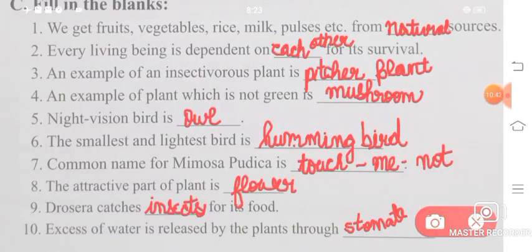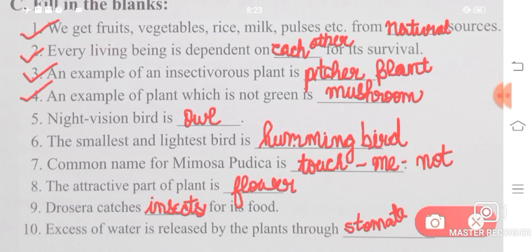Number C. Fill in the blanks. Number 1. We get fruits, vegetables, rice, milk, pulses, etc. from natural resources. Question 2. Every living being is dependent on each other for its survival. Question 3. An animal of an insectivorous plant is pitcher plant. Question 4. An example of plant which is not green is mushroom.